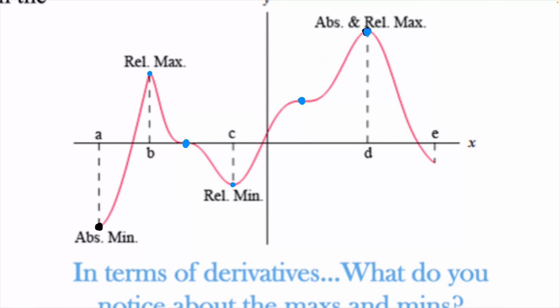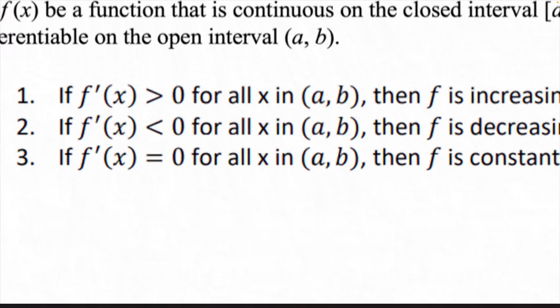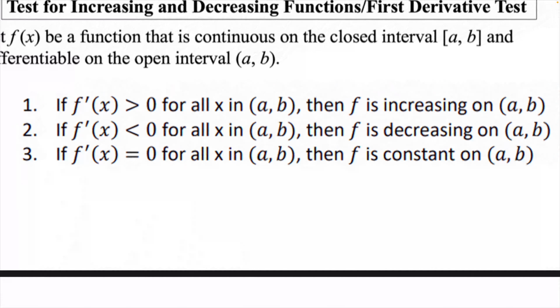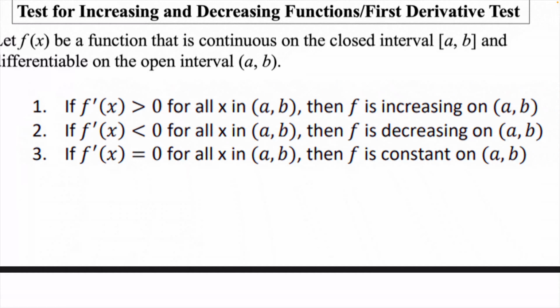All right, let's go to the next one. If f prime is less than 0, negative in other words, that means the original function is decreasing, right? If f prime is 0, that means it's not increasing or decreasing. It means it's constant, a horizontal tangent line.